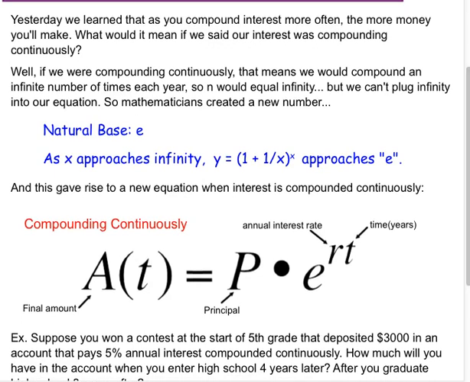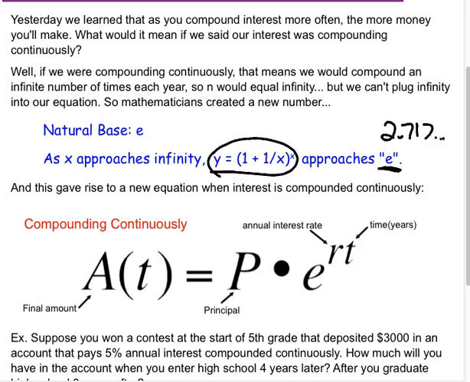Now, this leads to that equation falling apart, because if you're compounding an infinite number of times in a year, you can't plug infinity into that formula. So what mathematicians did was take the limit of that function as x approaches infinity, and found a new number, the number e, which is 2.717 blah, blah, blah. It keeps going on forever just like pi does.